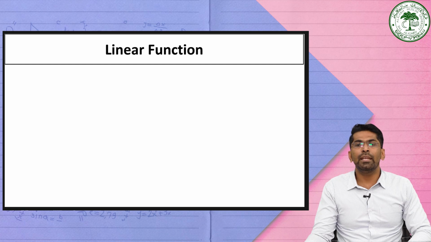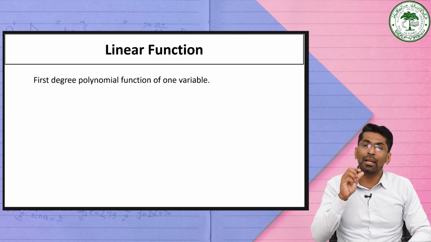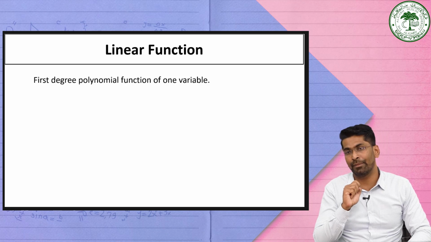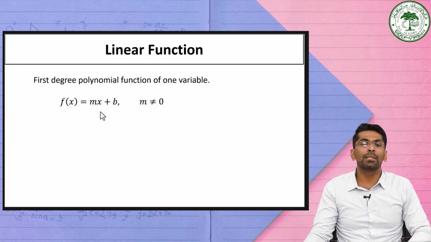A linear function is a first degree polynomial function of one variable. These functions are known as linear because they are precisely the functions whose graph is a straight line, and it is generally in the form f of x equals mx plus b, or ax plus b, where m is not equal to 0. If m is equal to 0, then the mx term will become 0, so f of x is equal to b, and it will become a constant function. So m is not equal to 0.